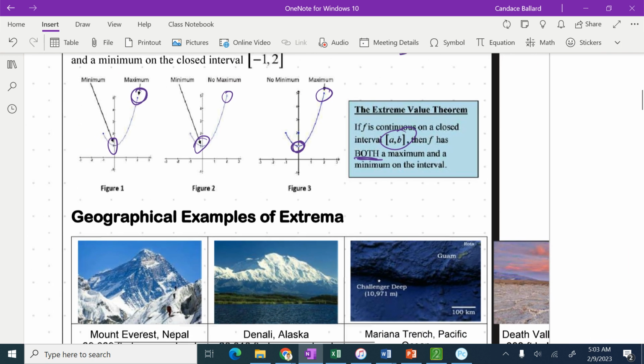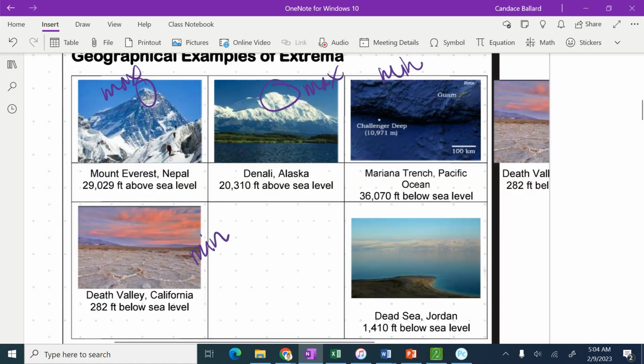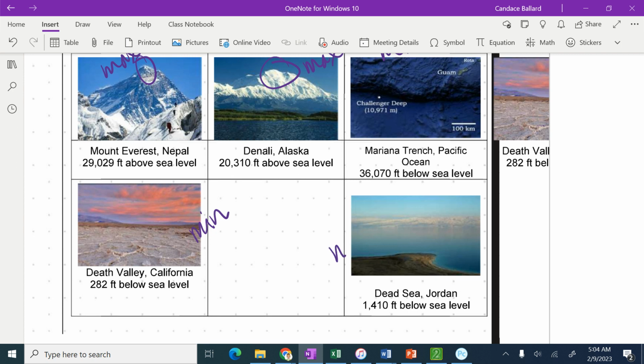So examples of this in real life, if we look at these few pictures here, we've got a mountain, which is always going to have a maximum. And this one here would have a maximum here. This right here is the marine ocean. That would be an example of a minimum. Death Valley, which is below sea level, near where I grew up, has a minimum. And then the Dead Sea in Jordan, this also would be a minimum because it's below sea level.